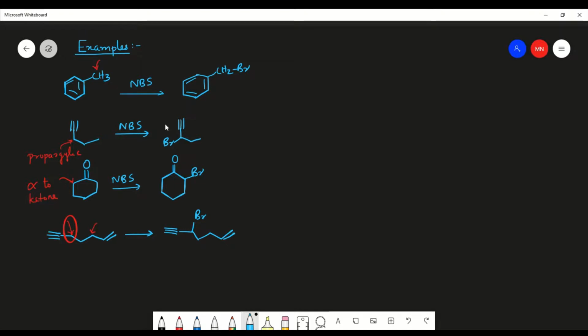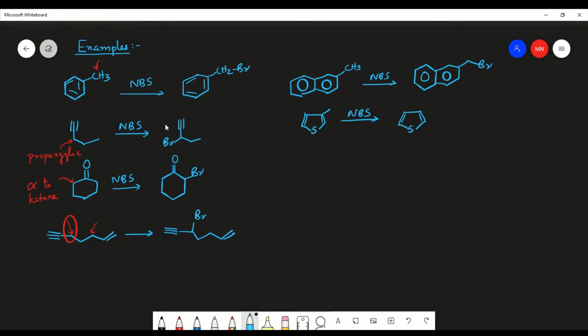Okay. Now some other interesting examples, like if you have a naphthalene system. Now here if you have a methyl group and if you are treating with NBS, the product would be CH2Br here. Okay, this is the benzylic bromination. Similarly, if you have a heterocyclic ring system, in the similar manner, suppose you have a methyl group over here and doing NBS bromination, the same allylic or benzylic bromination will be happening, and here you will be getting brominated.